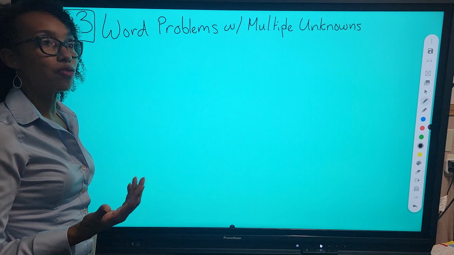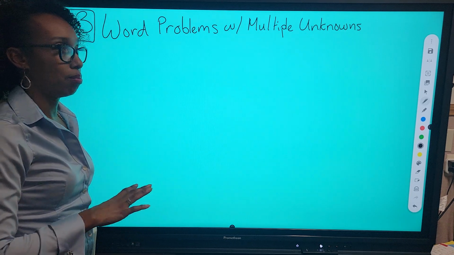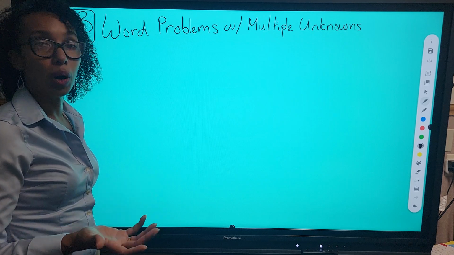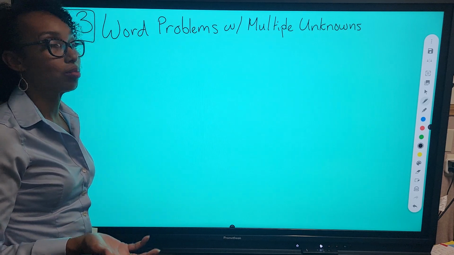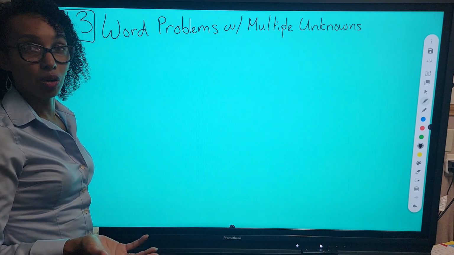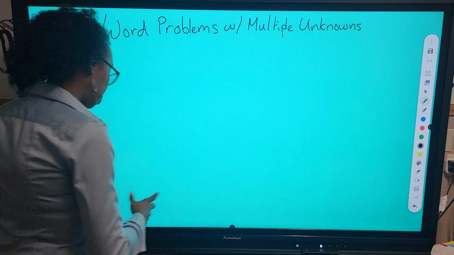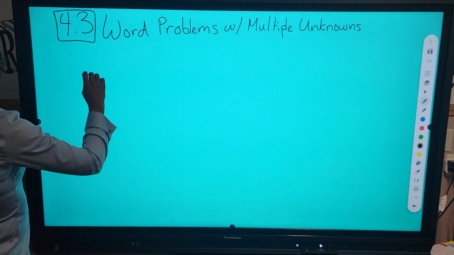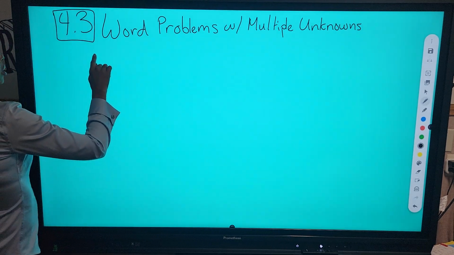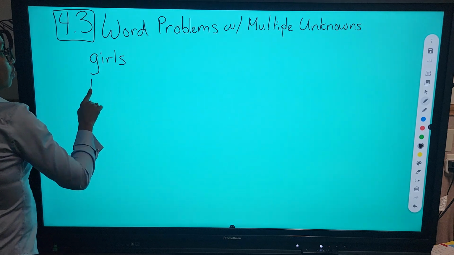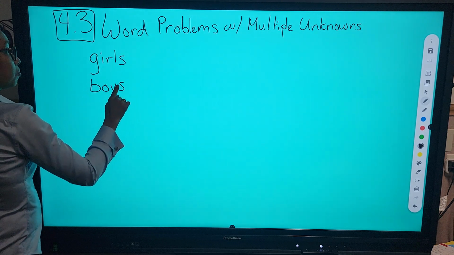Well, one of the first things you want to do when you have a problem like this is read through it carefully and figure out what they want us to find out. So I know they want us to figure out how many boys there are and how many girls there are. My first step is usually to list what things we're looking for. So we've got the number of girls and we have boys, all right?